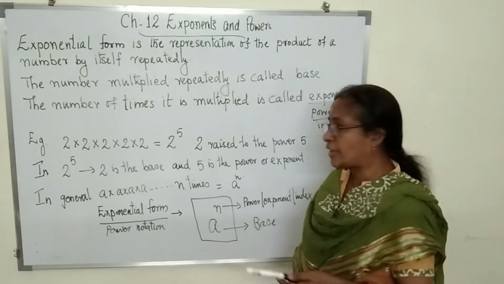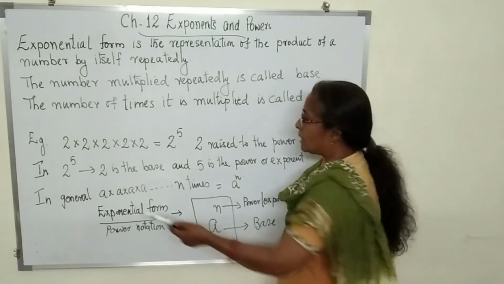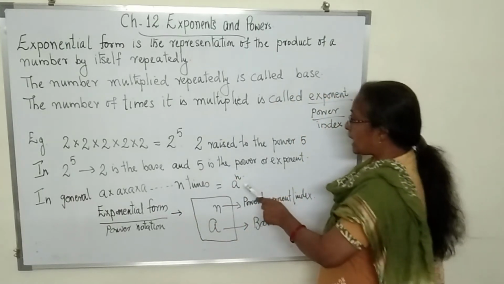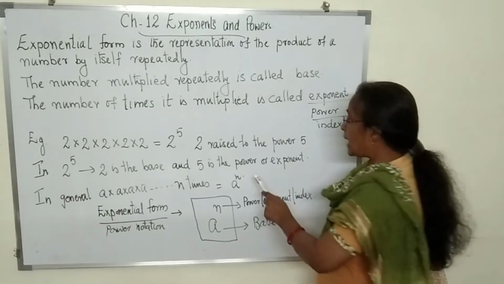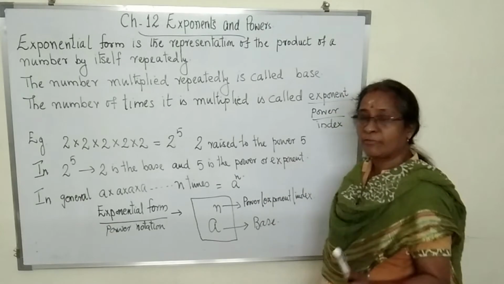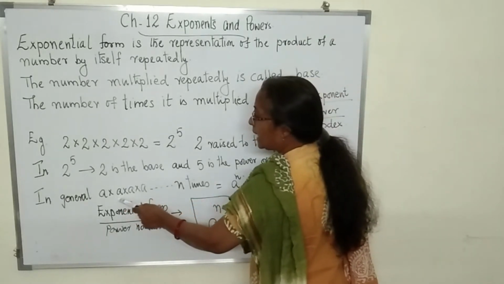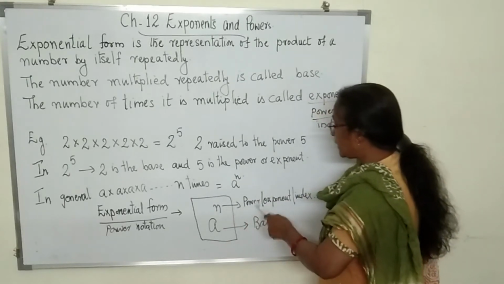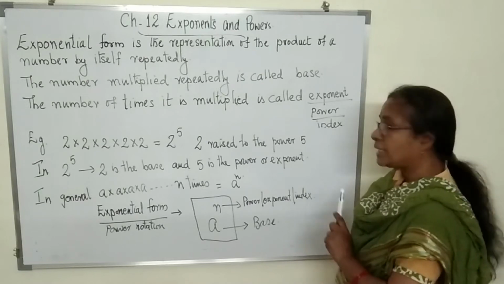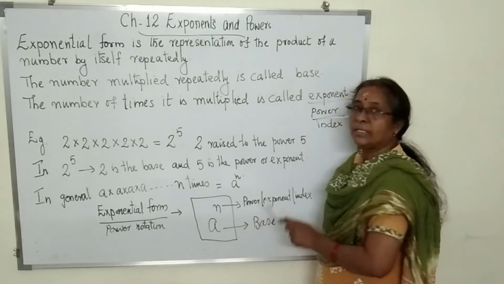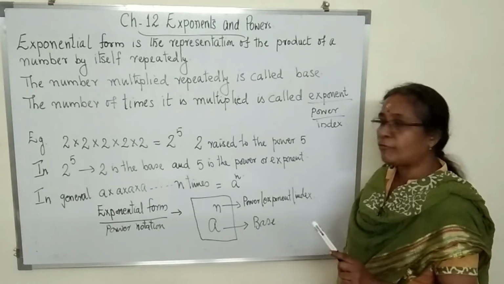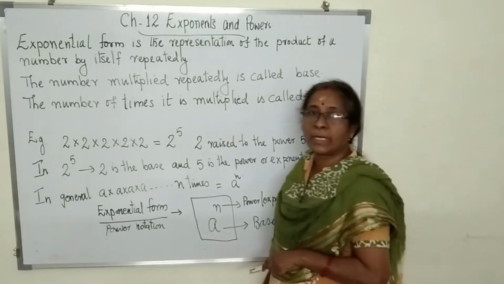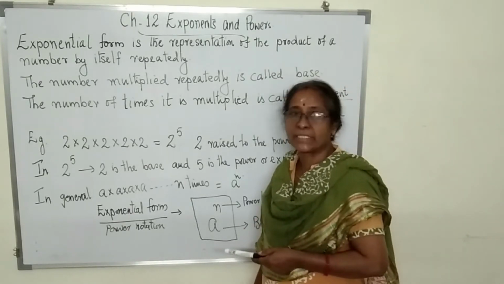Now if you take in general any number a multiplied n times, it is written as a raised to n. So a raised to n is the exponential form of a multiplied by itself n times. Here n is called the power or exponent or index, and a is called the base. So what is exponential form? Exponential form is the short form of writing the product of a number repeatedly by itself.